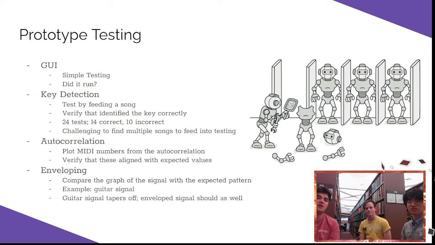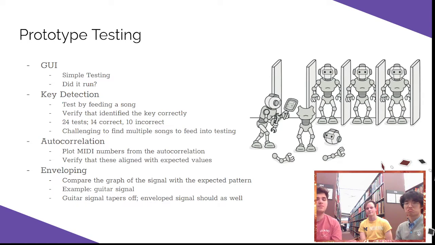We had a testing for our prototype. So first, the most important thing to get started on was the GUI, and so we made sure that it ran, that it was able to export correctly, which it did. And then we tested our method for determining the key. So we fed it a sample of songs to make sure it could identify the key correctly. We ran 24 tests for 24 keys, and of those, it was able to identify 14 correctly, which is about 59%, I believe.